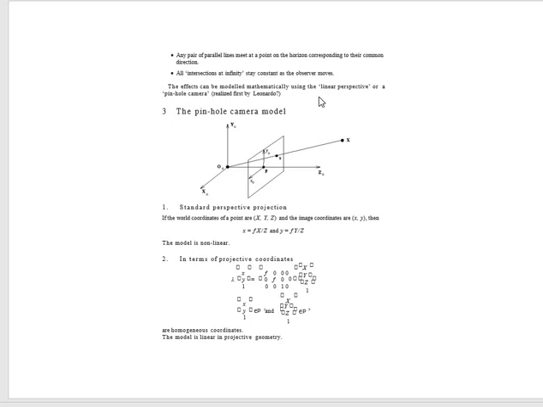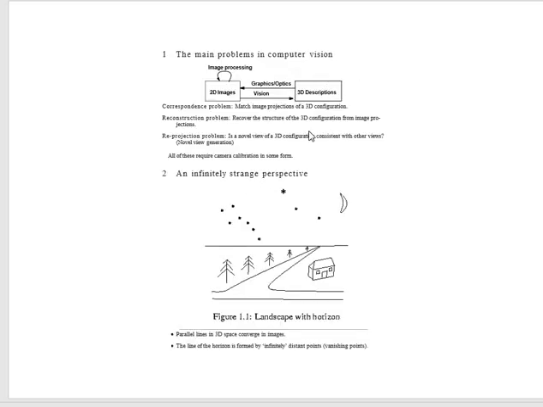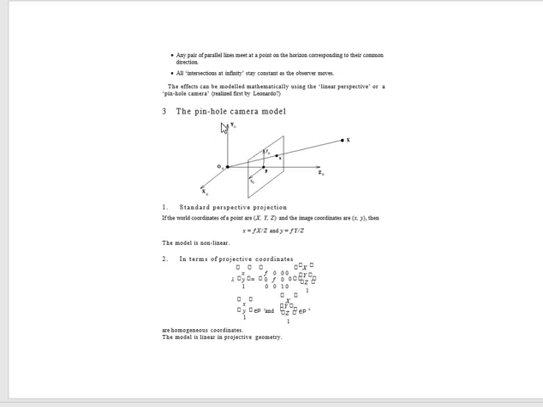The effect is modeled by using linear perspective or the pinhole camera. First of all, we will see the pinhole camera, where the object we have is a 3D configuration or 3D description. So let us start with the pinhole camera, with the three dimensions x, y and z. In the standard perspective projection, if the world coordinates of a point are X, Y, Z and the image coordinates are x and y, then x is equal to f of X by Z and y is equal to f of Y by Z.